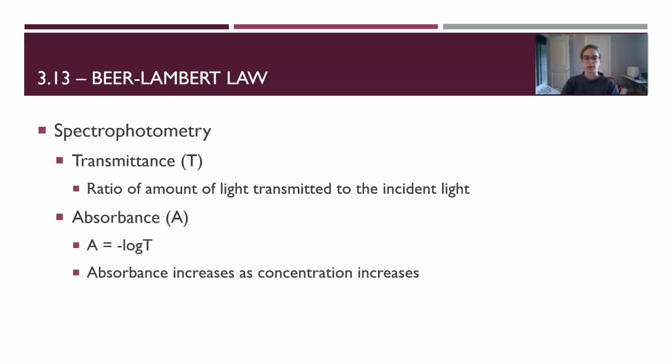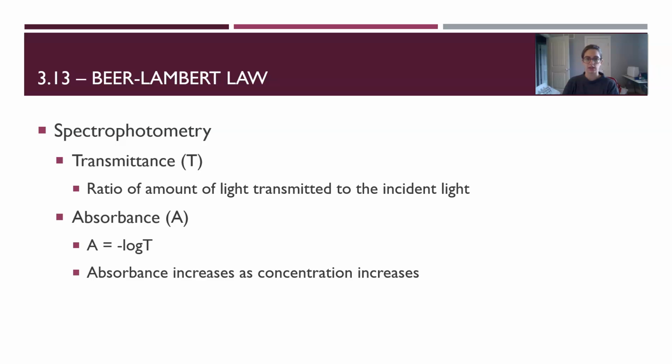So we're going to use what's called spectrophotometry when we apply the Beer-Lambert Law. Spectrophotometry looks at transmittance and absorbance of light through a colored solution. Transmittance is symbolized by a capital T, and it is the ratio of the amount of light transmitted to the incident light. So the incident light is just the normal light that can get through a solution, and then the light transmitted is a specific beam of light that is sent through the solution. The higher the transmittance, the more light gets through. The lower the transmittance, the less light gets through.